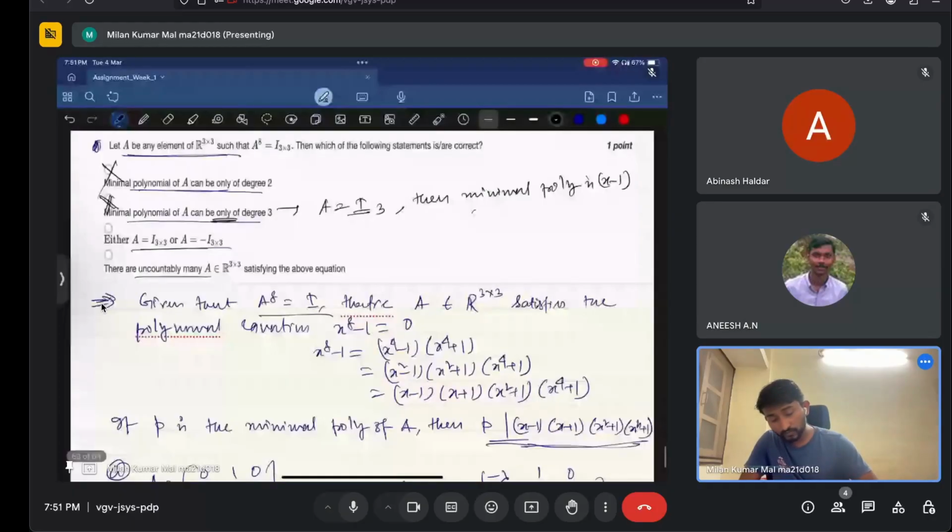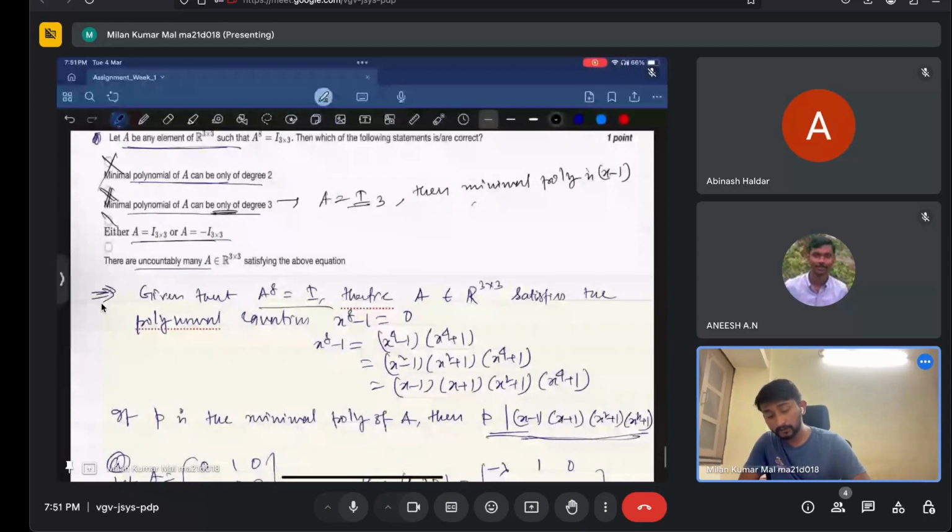So this also gives that option C is also not correct. Therefore only option D should be correct, but let's check this. There are uncountably many A satisfying the above equation. We have to construct uncountably many A which satisfy the above equation.